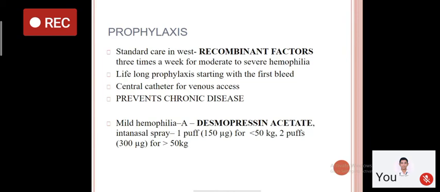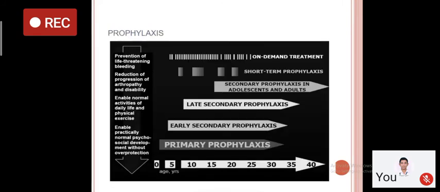Coming on to another aspect of management, which is the prophylaxis. This is the standard of care in the West using recombinant factors, which are given 3 times a week for moderate to severe hemophilics to maintain a good level of factor 8 throughout the year, and this will help in avoiding the intermittent bleeds. And lifelong prophylaxis starting with the first bleed itself is the target. These patients might require a central catheter for venous access. Mild hemophilia patients might improve only on desmopressin. So this is how the prophylaxis has been planned.